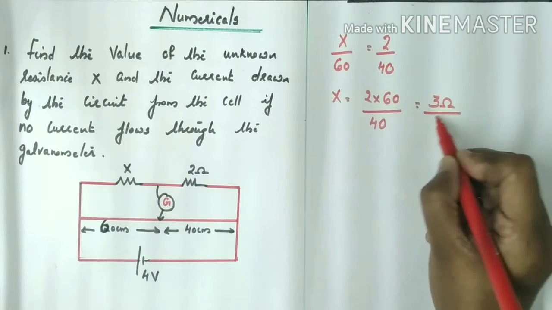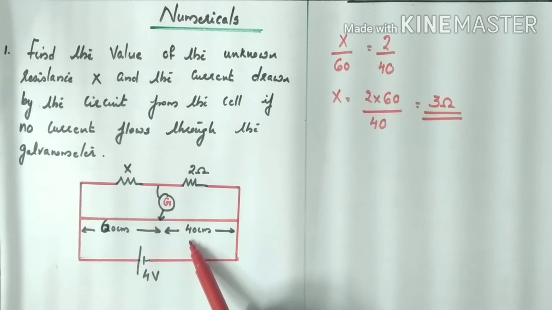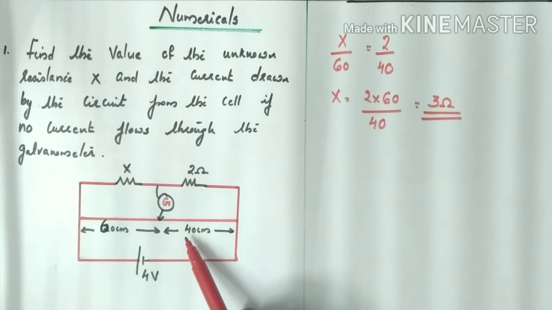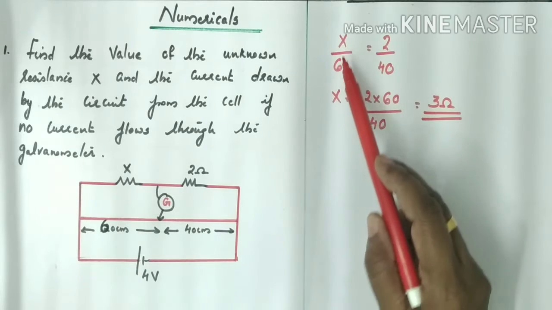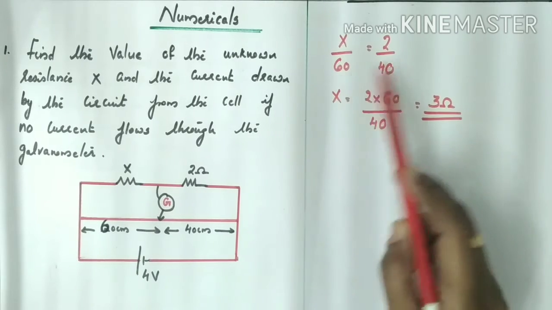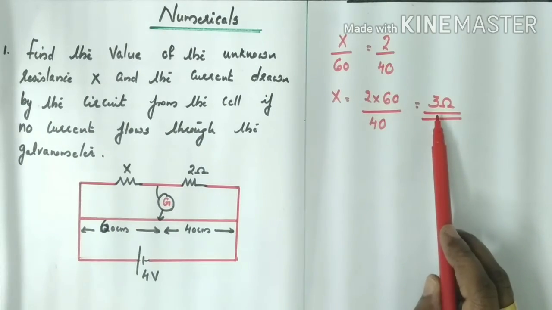Actually, 60 along with that length we can multiply resistance per unit length also. Here also 40 centimeter is multiplied by resistance per unit length. As we already discussed in the derivation, that resistance per unit length can be cancelled. So directly we can write X by 60 is equal to 2 by 40. So what is that unknown resistance? X is equal to 3 ohm.